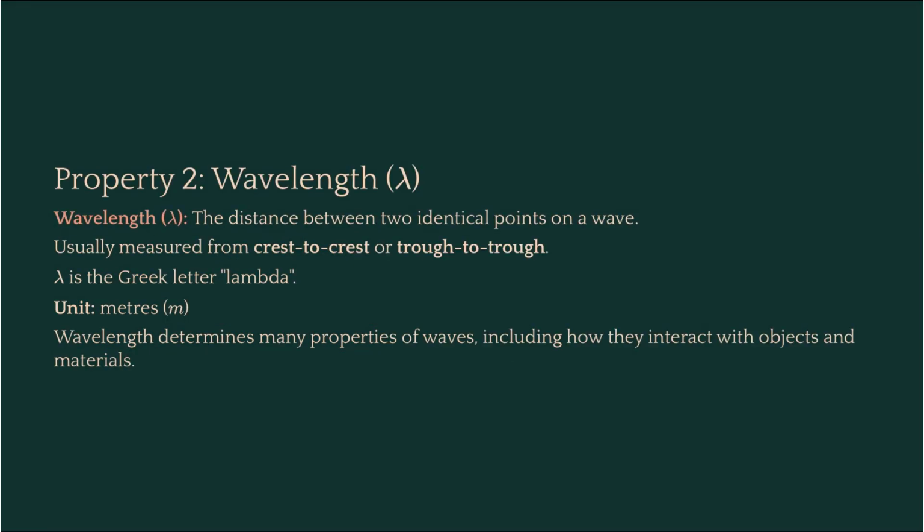Next we have wavelength. This is the one we use the Greek letter lambda for. It's simply the length of one full wave. The easiest way to measure this is from one crest or peak to the very next crest. You could also measure from one trough, the bottom, to the next trough. It's the physical distance, in meters, that the wave pattern takes to repeat itself.